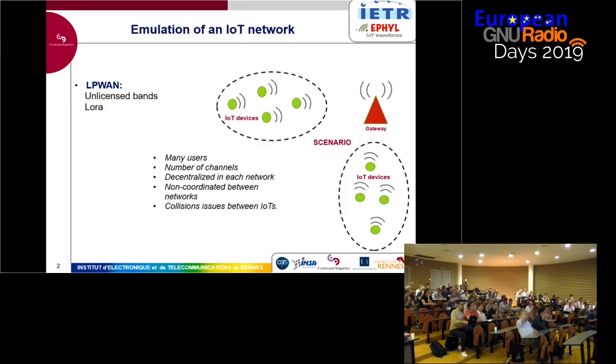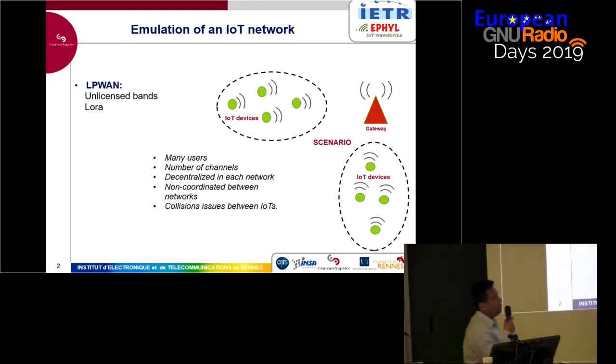So this is a picture of our scenario, where we have a lot of IoT devices trying to communicate to the gateway. And since we have a lot of IoT devices, it may happen that many of them collide. So in this scenario, we try to include smart IoT devices that can incorporate machine learning algorithms to be able to select the best channel for their transmission to the gateway.